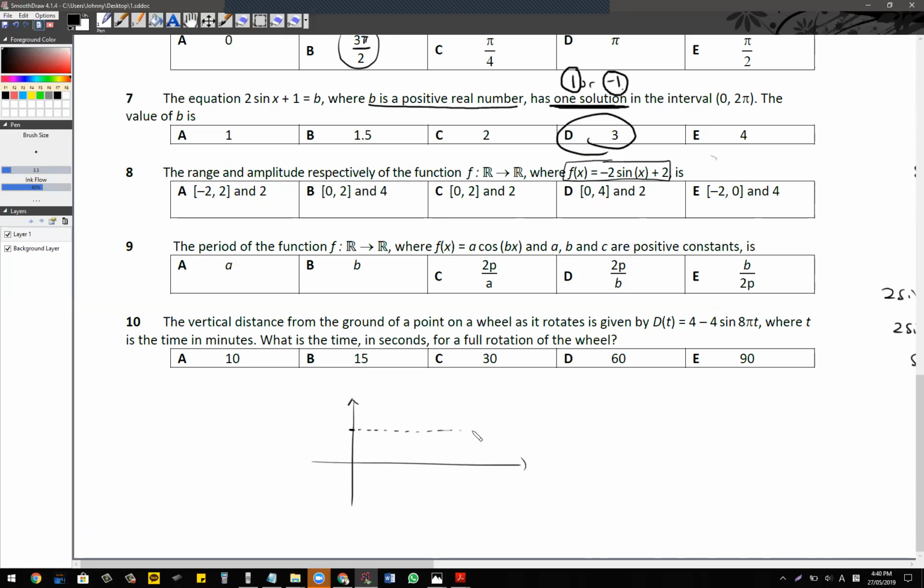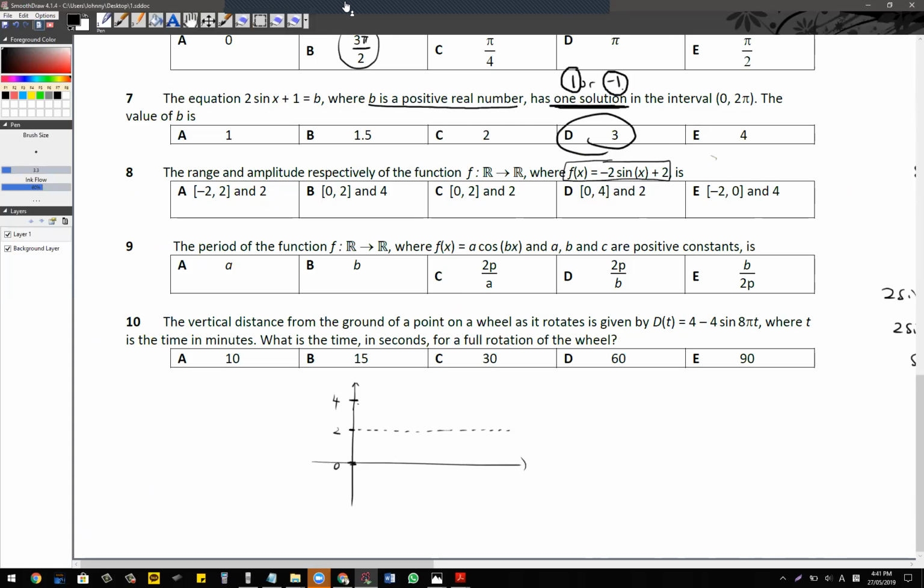So that's the middle line. And this is a negative sine. And this is 2 there. So it oscillates between what and what? It'll oscillate between 4 and 0. That's right. So can you draw this one?